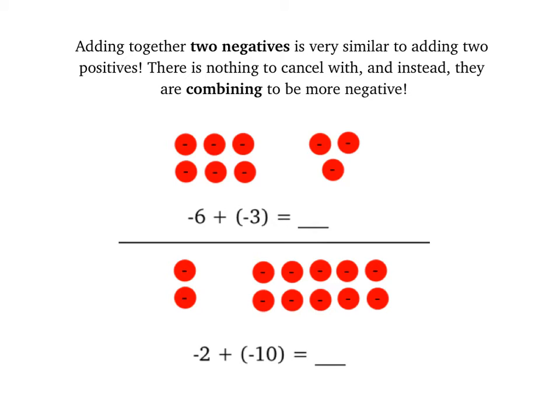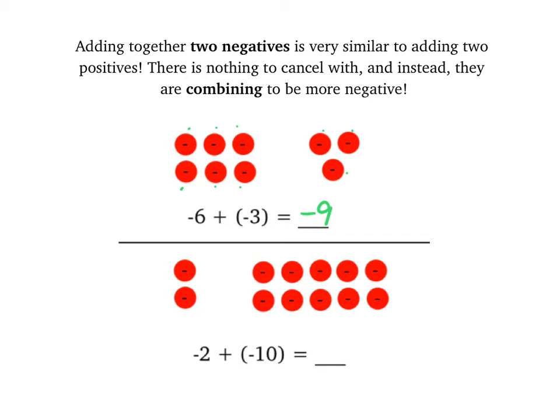So I can see with my chips, I have negative 6 plus negative 3 modeled here in front of us. And there's nothing to cancel. So instead, I'm going to count up how many total negatives I have. They're combining, and that would leave me with 9 negative chips. So the answer to negative 6 plus negative 3 would be negative 9.